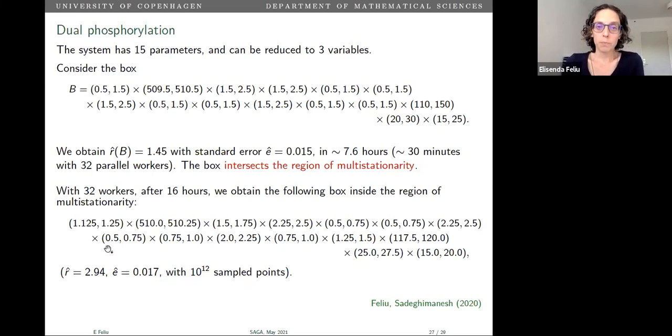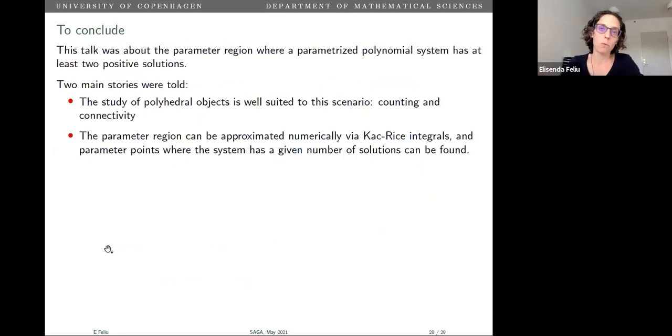So to wrap up, this talk was about parameterized polynomial systems and answering questions about when and where they have at least 2 positive solutions. The study of polyhedral objects has proven quite useful in this setting, and also a new numerical approach called the Kac-Rice integral can be used.